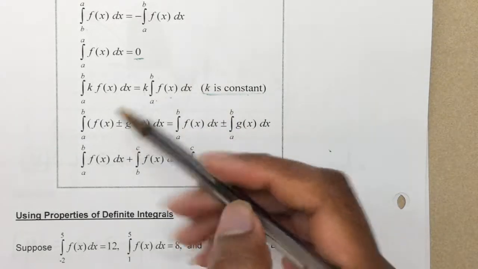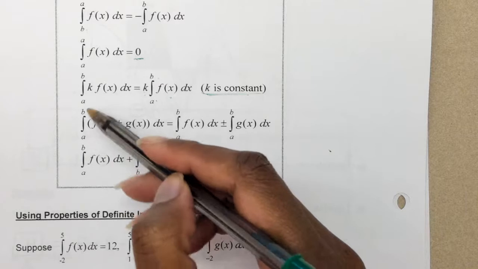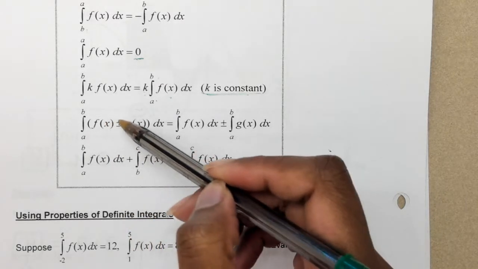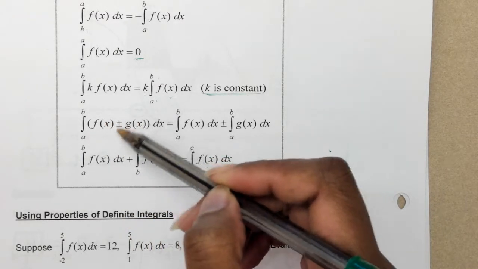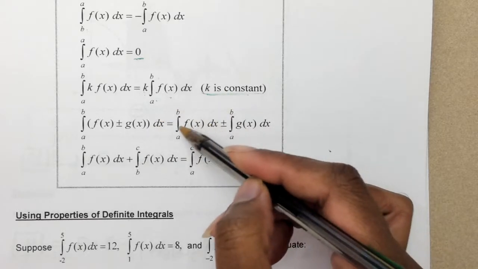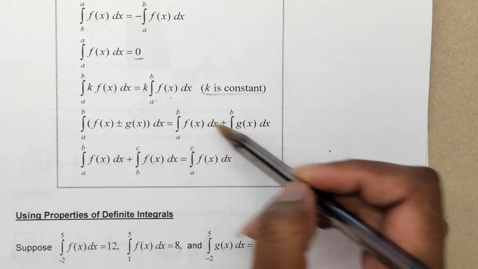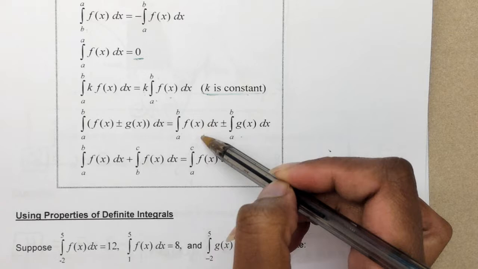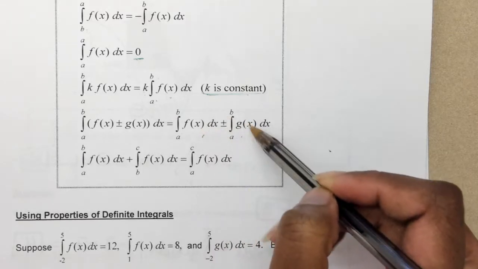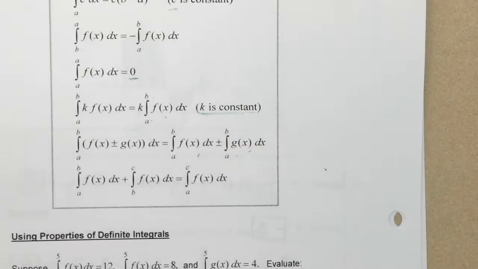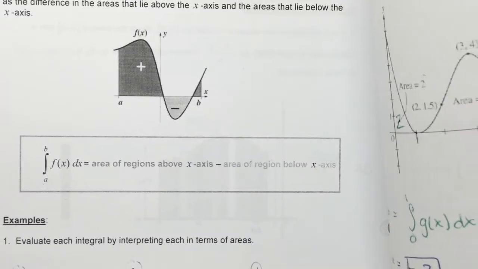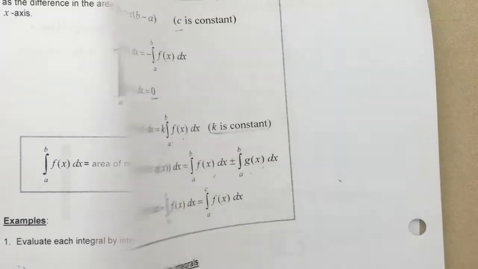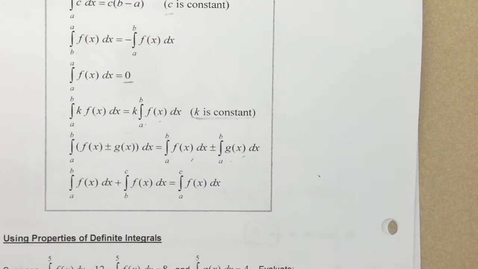The next property: if I'm looking at the integral from a to b of one function plus or minus another function, then I can split that integral so that it's the integral of the first function plus or minus the integral of the second function. Very similar to what we did a little bit in A on the previous page, where we split our integral and added the two integrals.